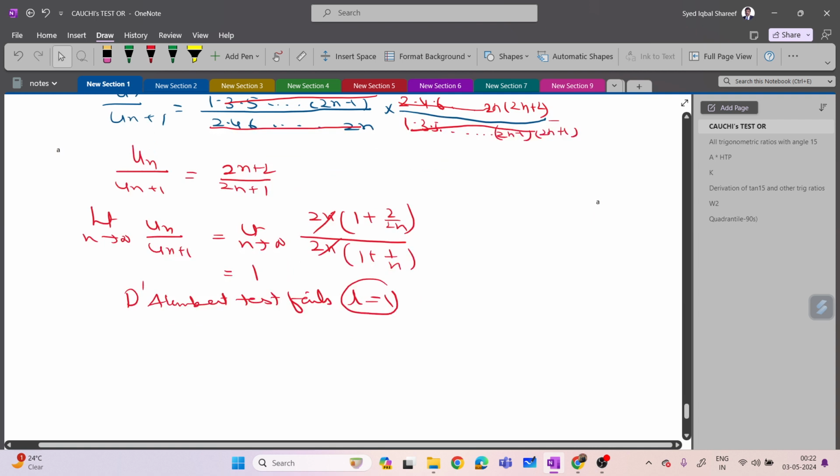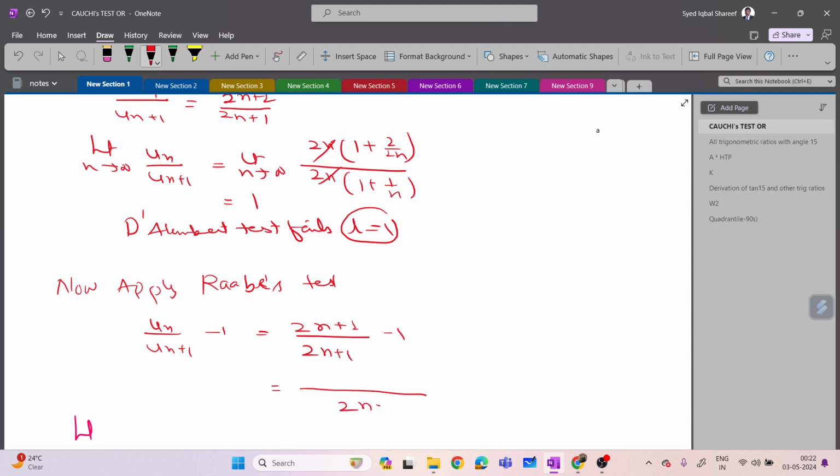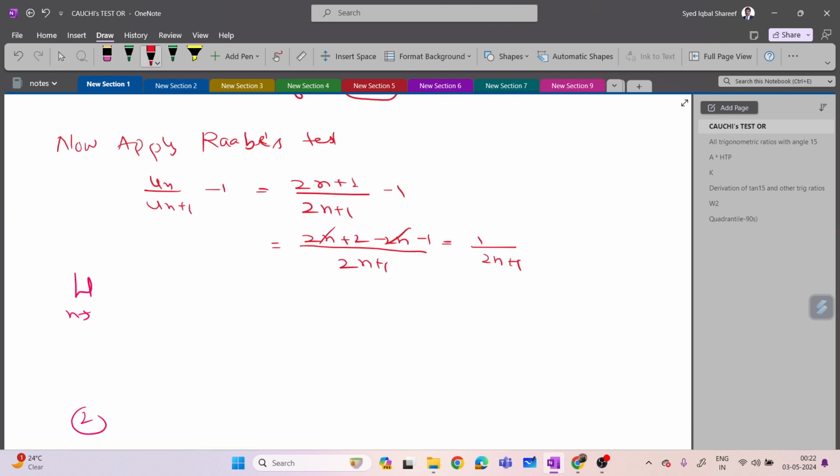Now we will apply the Raabe test and see. Apply Raabe's test. Now un by un plus 1 minus 1. So 2n plus 2 by 2n plus 1 minus 1. So with denominator 2n plus 1, the numerator is 2n plus 2 minus 2n minus 1. So 2n and 2n cancel, 2 minus 1 is 1, giving 1 by 2n plus 1.